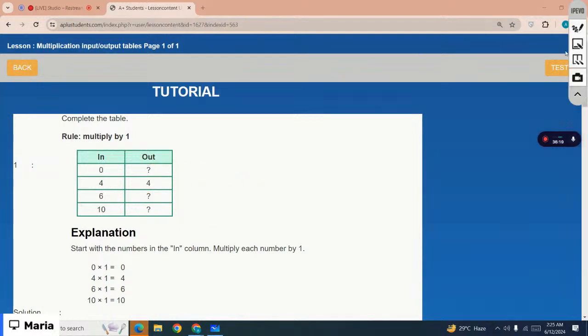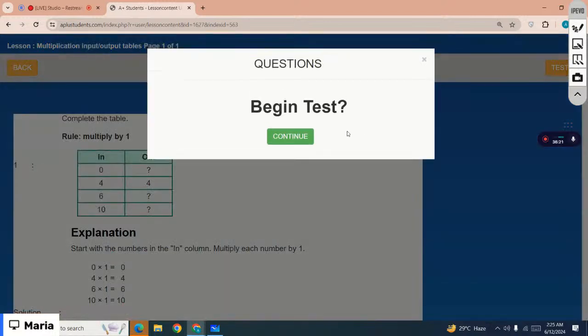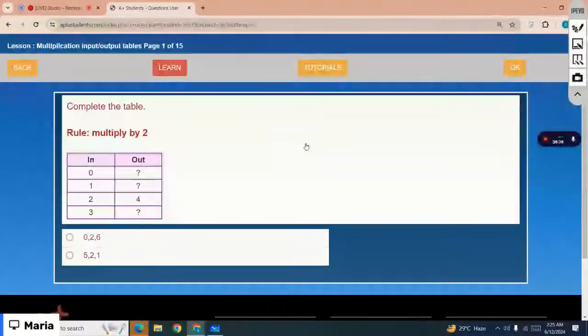Let's just start with the test question. You are given the rule. You have to just apply the rule, multiply each input value by the number given in the rule, and you have to calculate the output value, right?